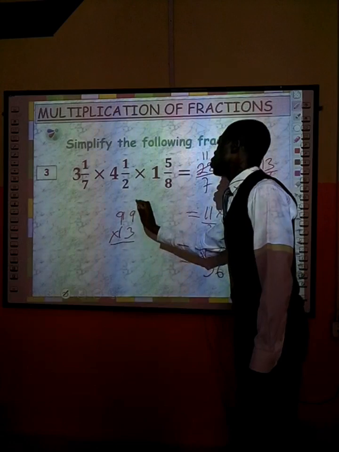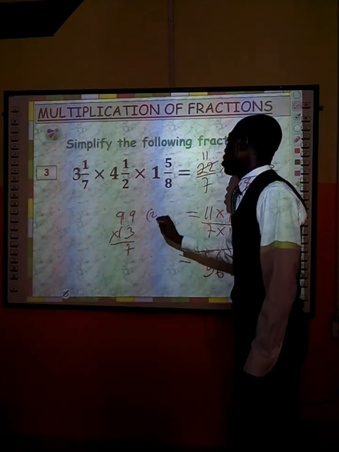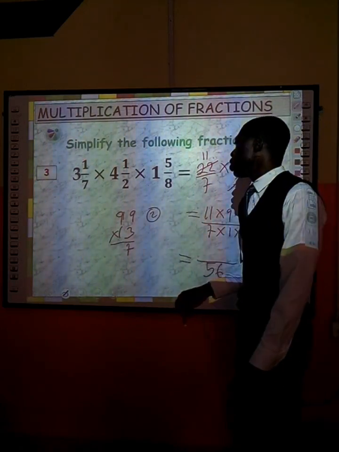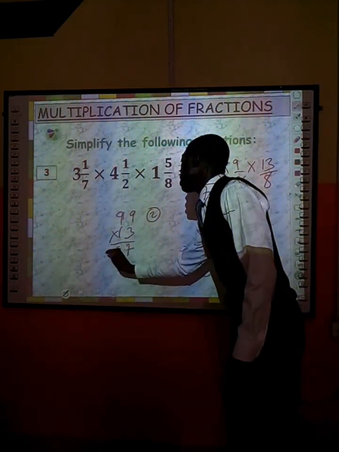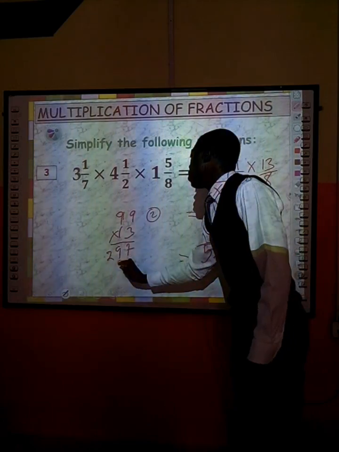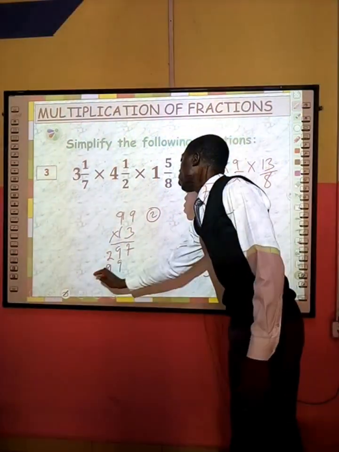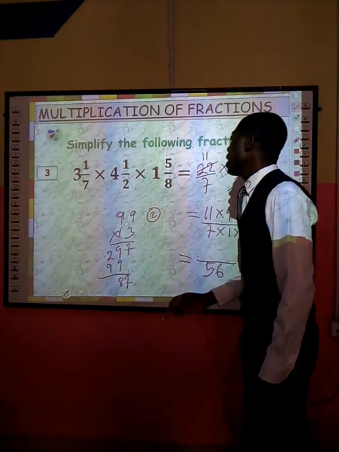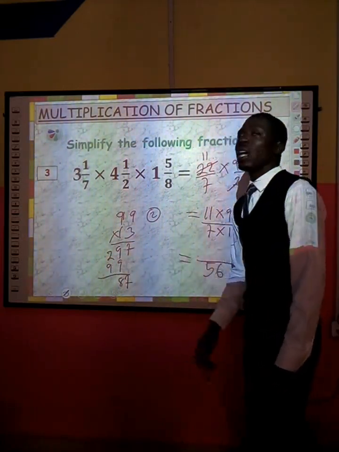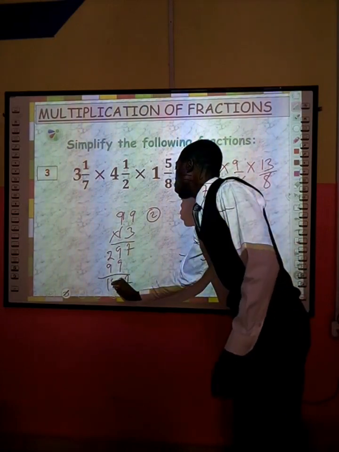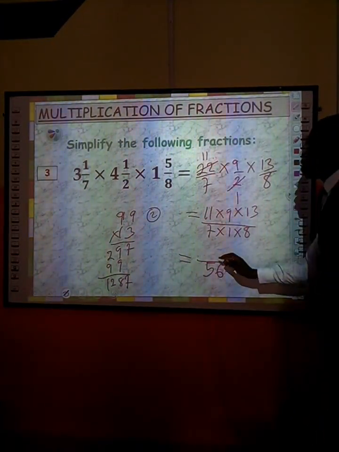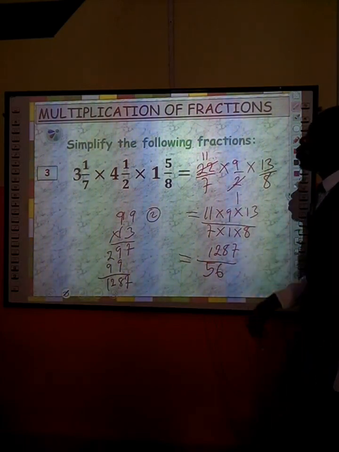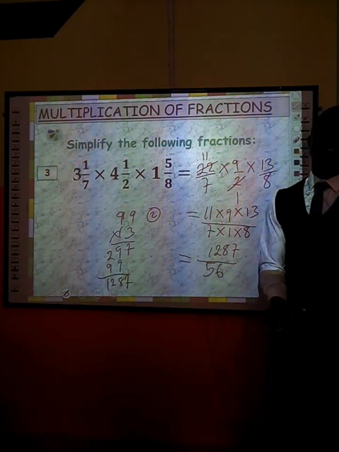You have this one will give you what? 27, carry 2. This will give you how many? That's 27 again plus 2. That's 29. So we have 29. And then 1 times 9 will give you 9. 1 times this one will give you 9 also. So we sum up, you are going to get 7. This is 18, so write down 8, carry 1. That 1 plus this 9, that should be 10, plus the other one, 12. So it's going to give you a large number, which is 1,287. You can go ahead and break this one down into a mixed fraction.